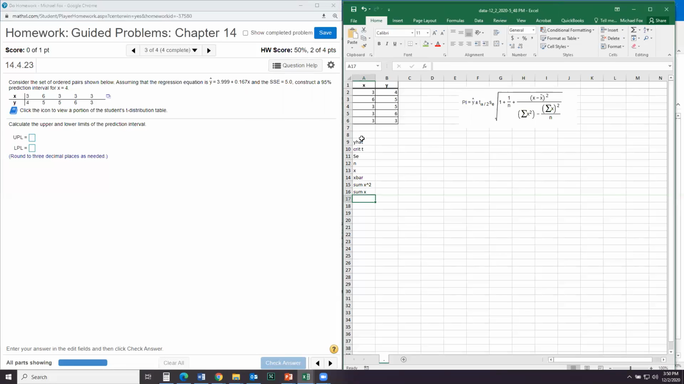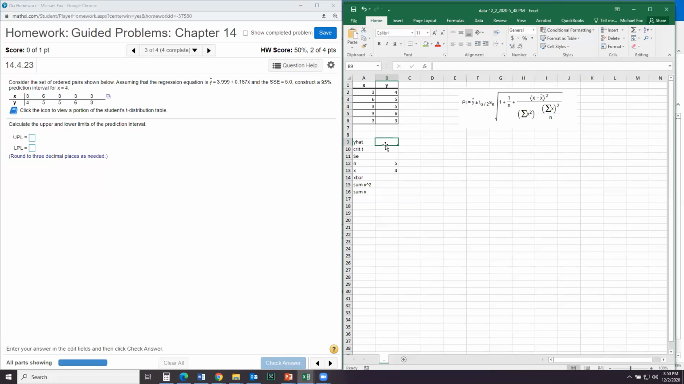Okay, so what do I already have given to me? Well, I already have X, which is 4. And is that all I have? That's all that's given to me. Oh, I have n as well. So that's the number of ordered pairs, so I can look and see there's 5 of those. So I have n. And now I can start figuring out the things I don't have.